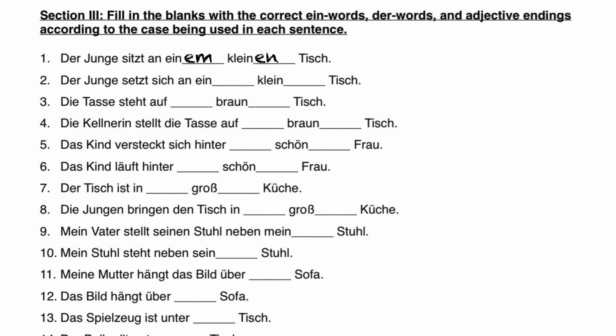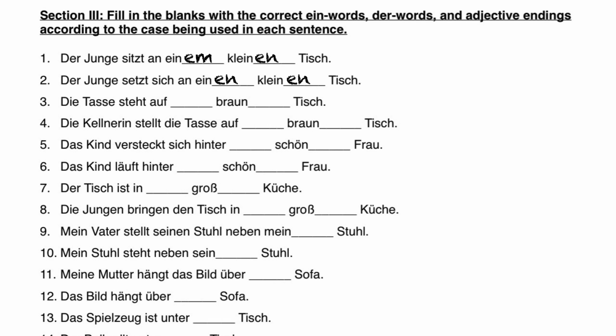Der Junge setzt sich. Here we have a transitive verb. That means that it takes a direct object, as opposed to sitzen, which is an intransitive verb that won't take a direct object. Generally speaking, if you have a transitive verb, a verb that takes a direct object, you're going to be using the accusative case here. That doesn't always work, but it does work most of the time. In this case, it does work because we're saying the boy is setting himself down at the table. So he was somewhere else, and now he is setting himself down at the table, so we say an einen kleinen Tisch. Accusative case.